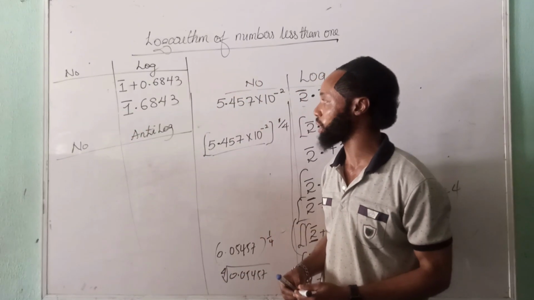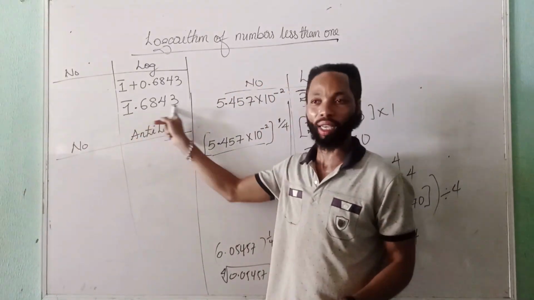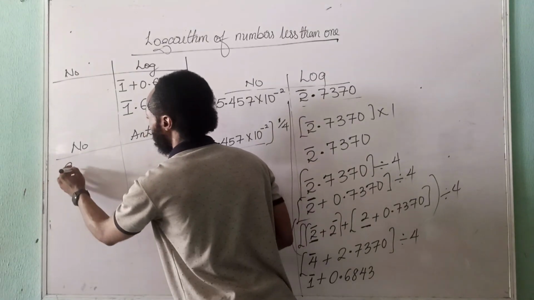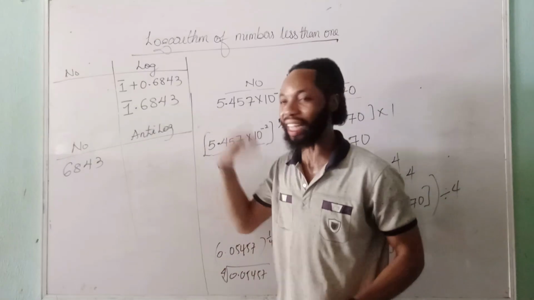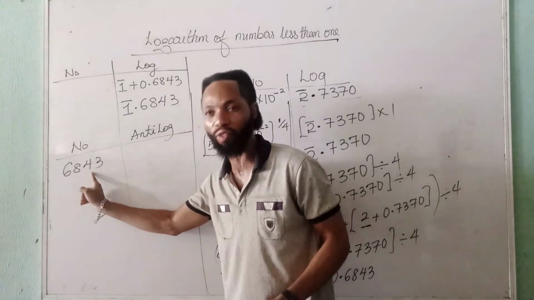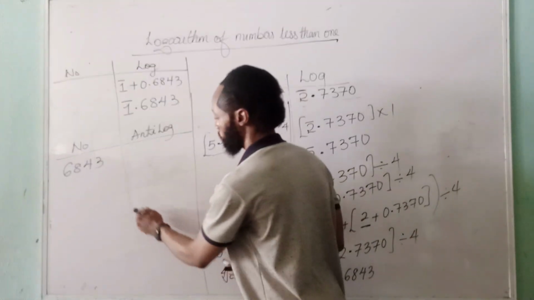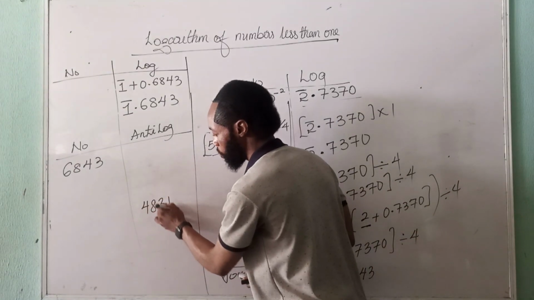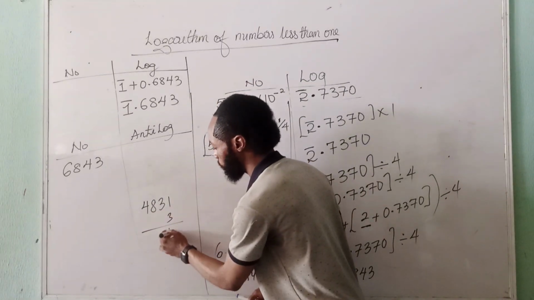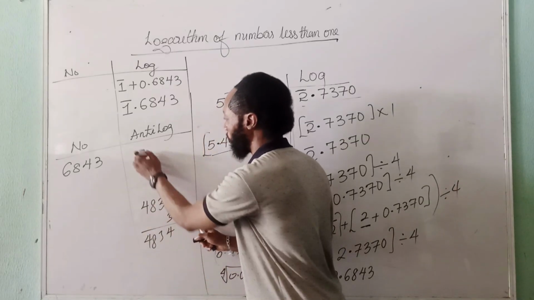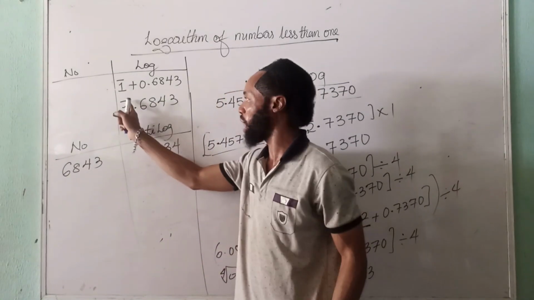Now, when you want to write for your number and anti-log, take the entries you have after your decimal: 6843. Now go to your anti-log. Look for 68 under 4. 68 under 4 is 4831. Difference 3 is 3. So if we add this, it's going to be 4834. So write it here: 4834. And that's it.